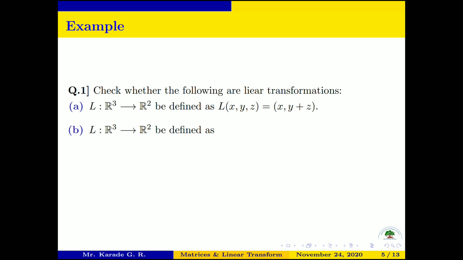And second function is L from R3 to R2 defined as L operating on a column vector x y z, and we get a column vector x y from R2. So we have to check whether these two functions are linear transformations. Let us write the answer for this question.